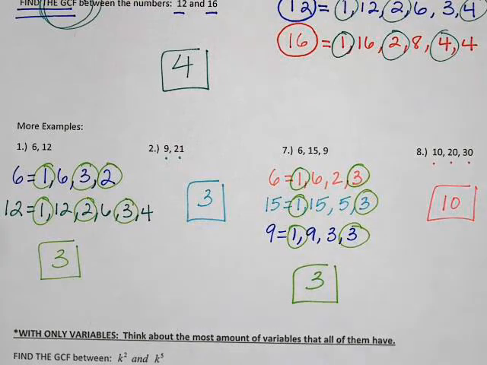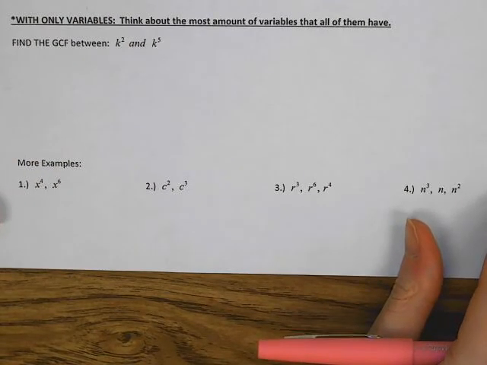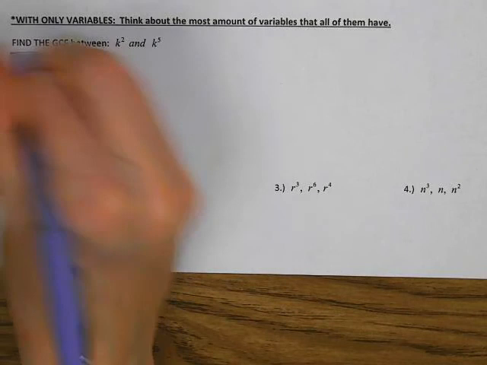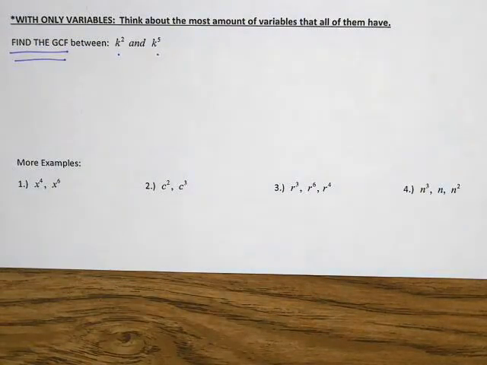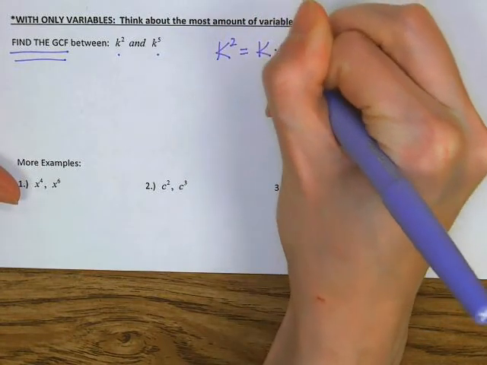Okay, now finding the GCF with variables. This is actually a lot easier. Okay, so let's say you want the GCF between k squared and k^5. So k squared, we're going to do the same thing, is just k times k.